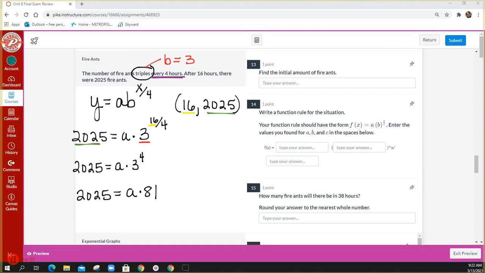And then our last step is to divide by 81. So 2025 divided by 81 is 25. So that was how much I started off with. That's my initial amount of ants. So the answer to 13 is 25.